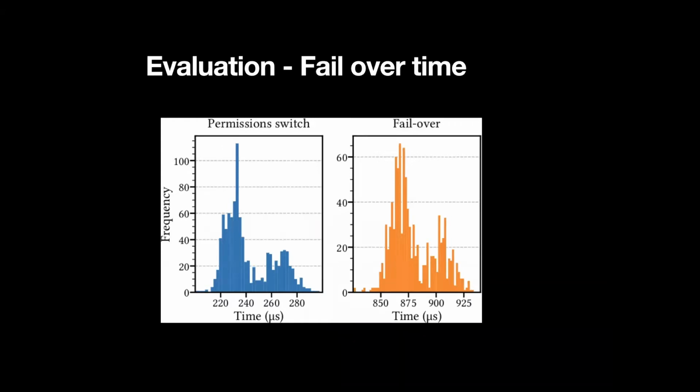This is something that the authors say is really dependent on the hardware, and if they improve the hardware, they can of course improve the permission switch time, and the failover time of mu can also be improved as a consequence of that.